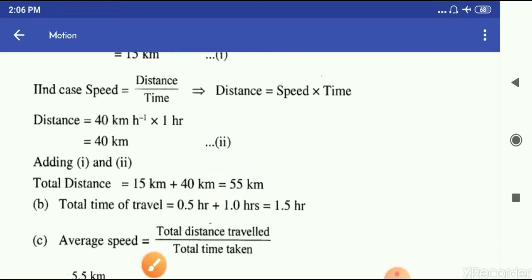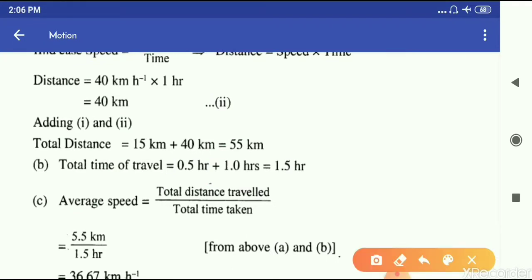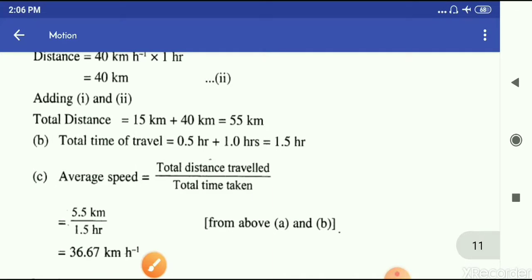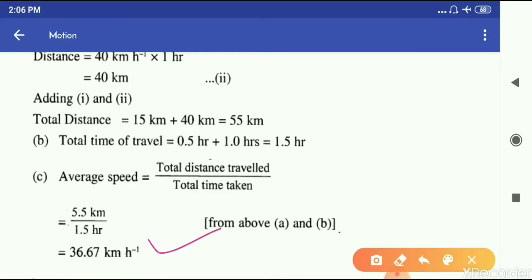And then the average speed will be total distance upon total time. So total distance is 55 and total time is 1.5. Then dividing 55 by 1.5, we get 36.67. This is 55, not 5.5. So 36.67 kilometer per hour.